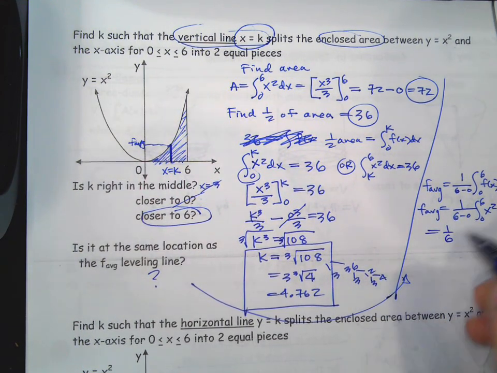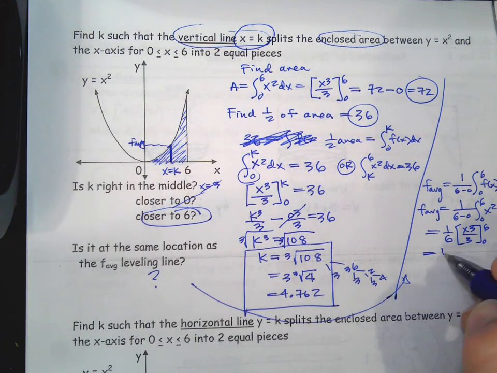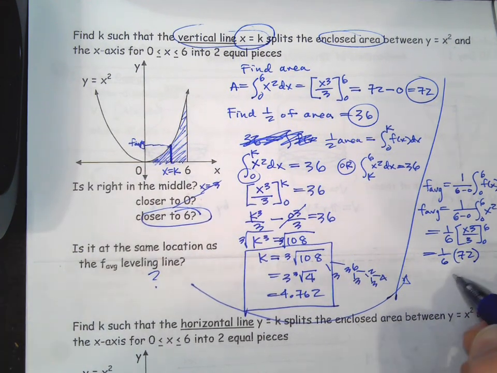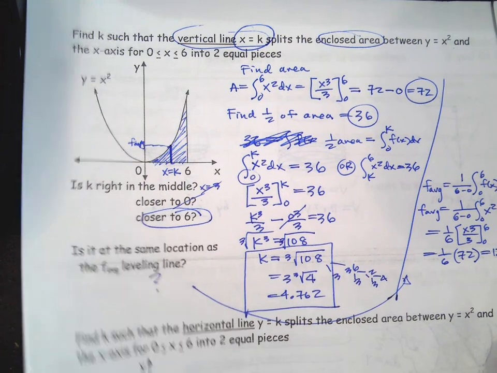This is some of the same work we already did. So this is the area that we found. This should be 72, but we could do the work again if you want. So we are going to get 72. And then we're going to get 12. Now that's f average. That's the y value, the average y value.